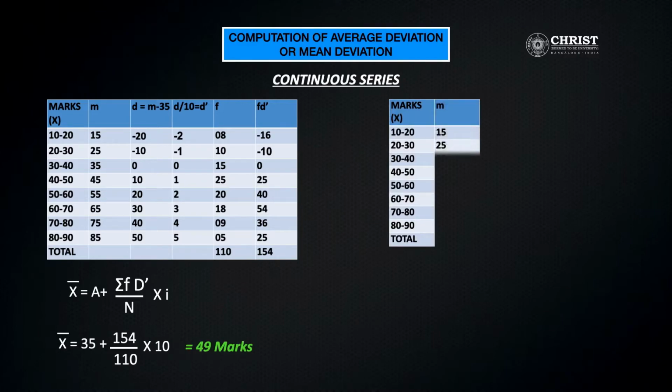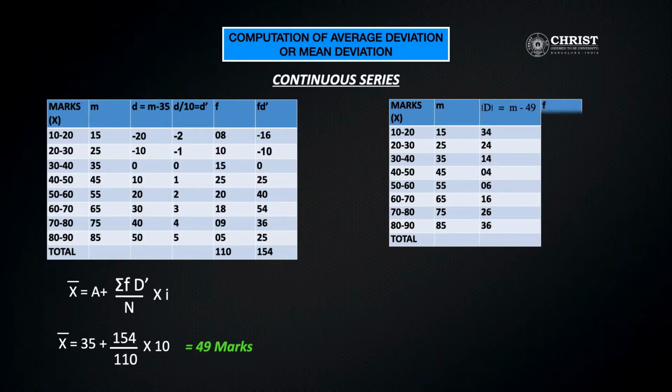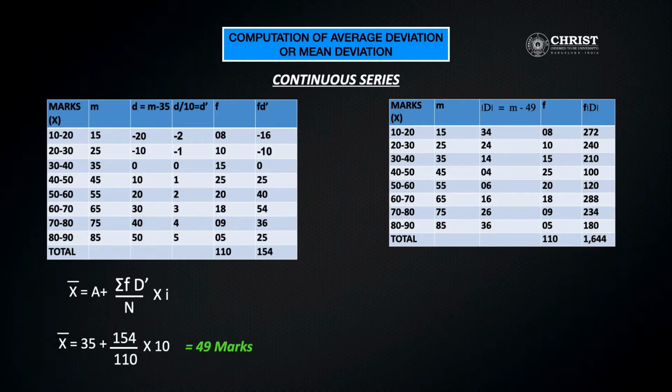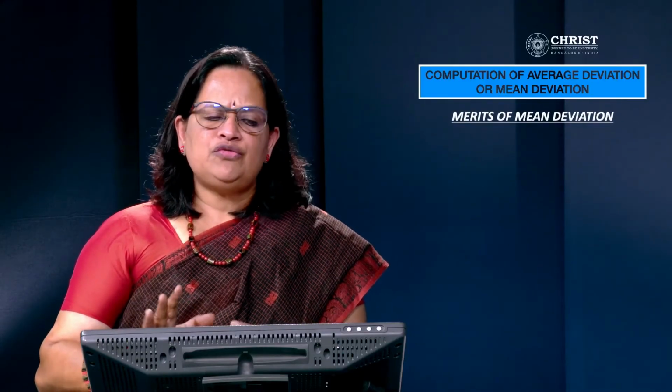So for mean deviation, we have to take the actual mean value we got. Now we have to take the deviations from that value and we will denote it as delta D. The computation is explained in the table. So mean deviation is sigma delta D divided by N. Sigma delta D value is 1644. N is the total frequency 110. So the value for mean deviation is 14.945 marks. Coefficient of mean deviation is mean deviation divided by mean, that is 14.945 divided by 49, that is equal to 0.305.